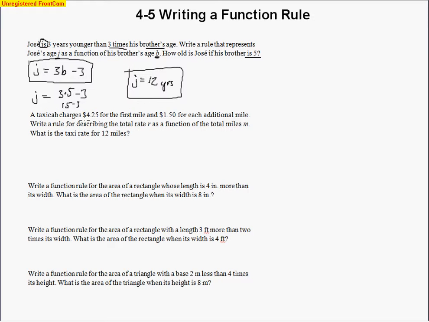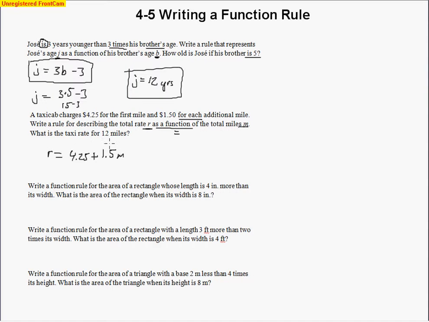A taxi cab charges $4.25 for the first mile and $1.50 for each additional mile. Write a rule describing the total rate as a function of miles. When you see "as a function of," that tells us to put the equal sign. So the rate as a function of the total miles: we've got $4.25. We're going to add on the rate of $1.50 per mile, or each mile, M.